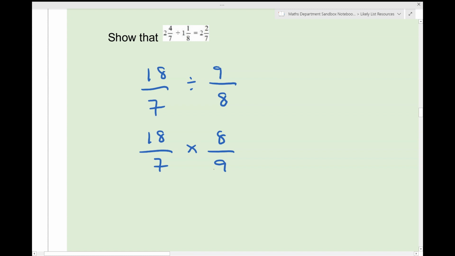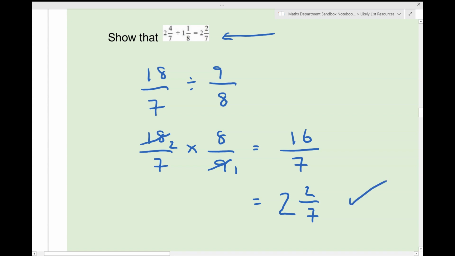7 and 8, nothing goes in there. There isn't a common factor, but 9 goes into 9 once, 9 goes into 18 twice. Top times top, 16. Bottom times bottom, 7 times 1 is 7. 16 sevenths, well, 7 goes into 16 twice, remainder 2. So that's my answer. Let's just look at the question. It says, show that the answer to this calculation is 2 and 2/7, and yes, we've done that. And that is question 3 done.